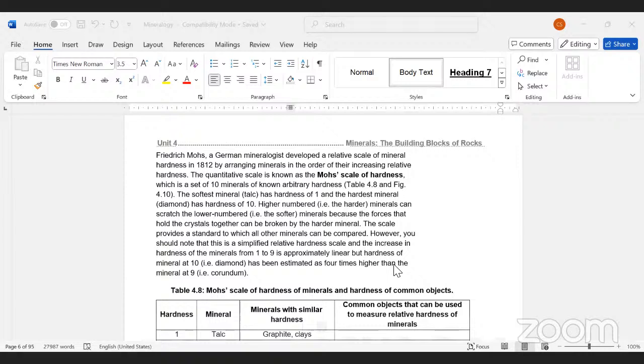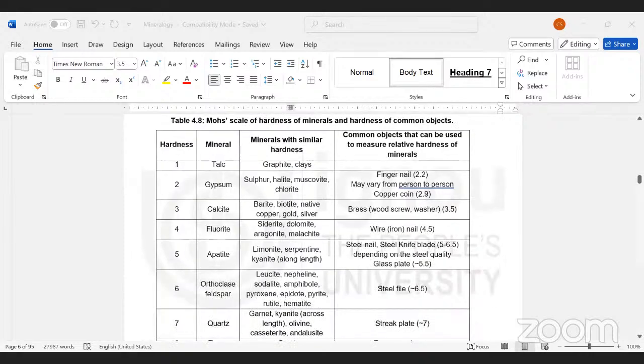The familiar German mineralogist Friedrich Mohs classified minerals in 1812 into 10 categories according to their hardness. There are 10 minerals classified into that category. You see this column here: the first one is the hardness number, the second one is the mineral, and the third one is minerals with similar properties of a similar category.